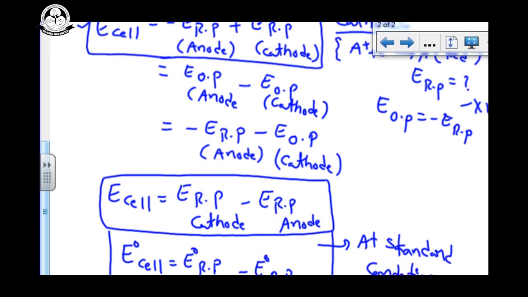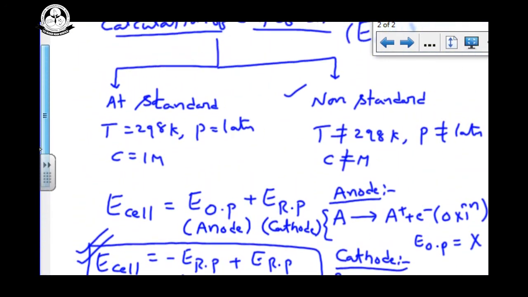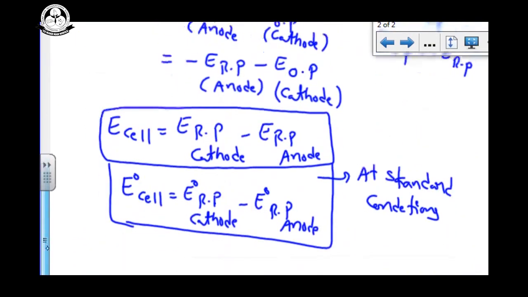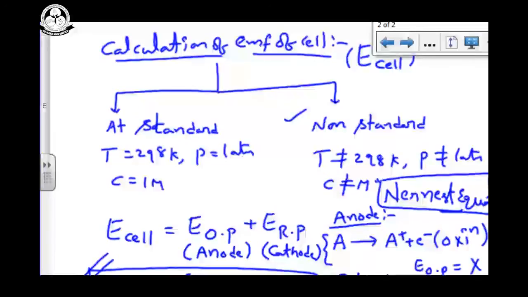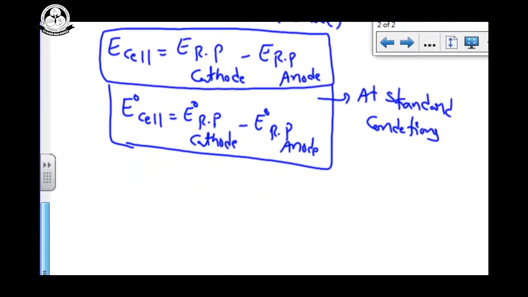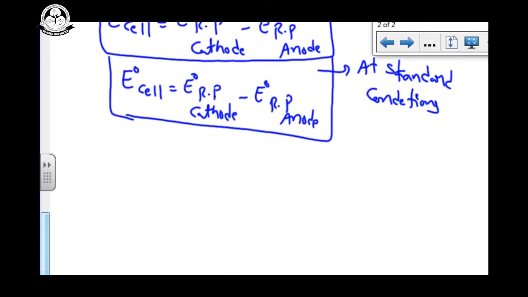Now, already I told you the EMF of the cell can be calculated in two ways: one at standard condition, another at non-standard condition. Now I derived the formula for the standard condition. Non-standard condition is also called the Nernst equation. Most important thing. Now see how to calculate the EMF of the cell at non-standard conditions by using the Nernst equation.